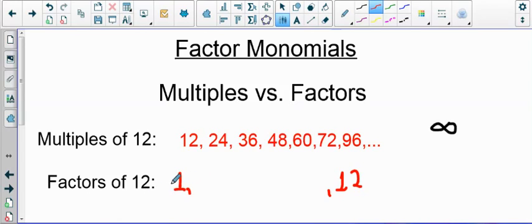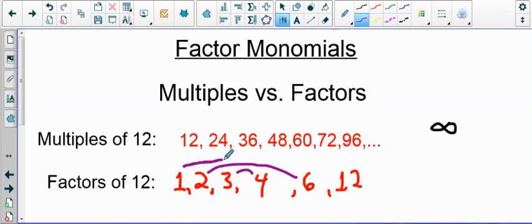Those are the outsides. How about 2? Will 2 go into 12 evenly? Yes, it will. 2 times what is 12? 2 times 6. So we know 2 and 6 are factors of 12. What about 3? Will 3 go into 12 evenly? Yes, it will. So we check that one, and 3 times what is 4? And we've already done 4, so there are all of the factors of 12. You might remember when you did this: 3 times 4, 2 times 6, 1 times 12. Those are all the factors of 12, and that's what we need to know. You need to remember what factors are.